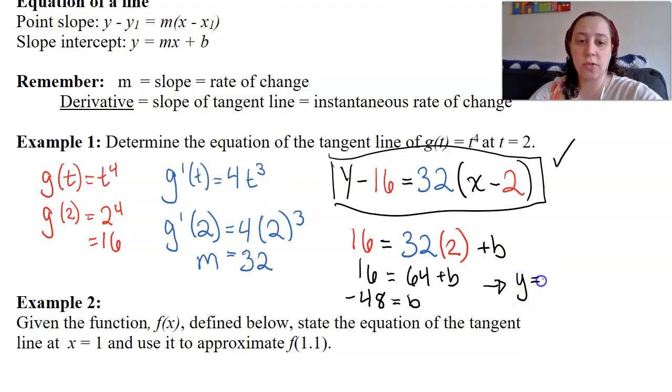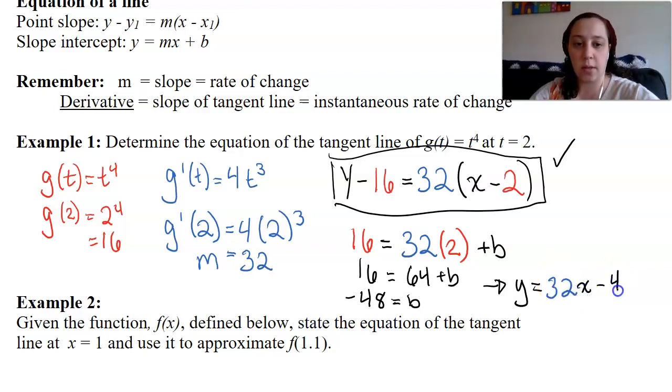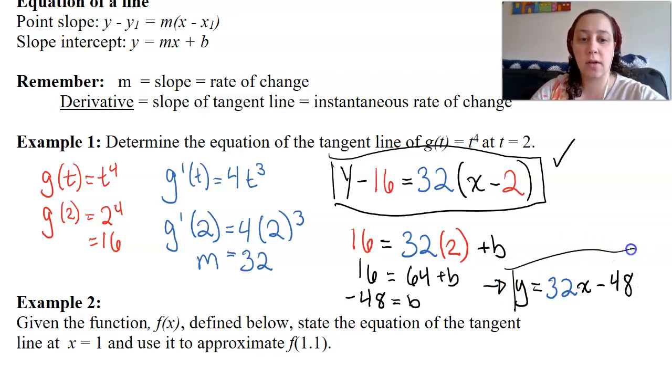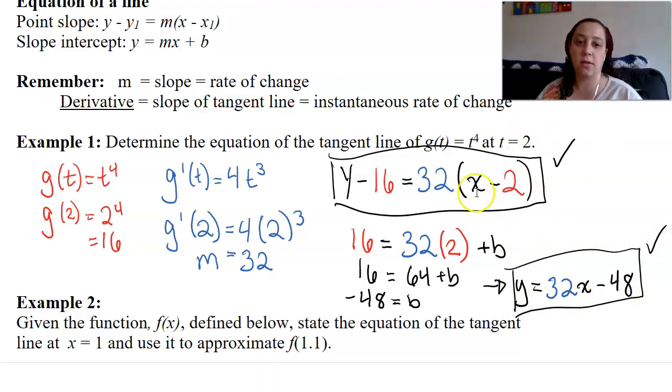Now we have to rewrite the equation using our x and y. Slope is 32, put in your x, and then the b. So both of these are correct answers. Choose whichever way you find easier. I think this way, there's a little bit less arithmetic you need to do, but both ways are correct.